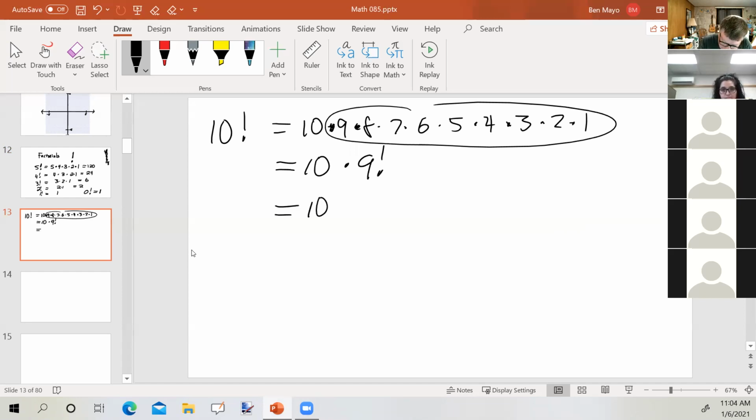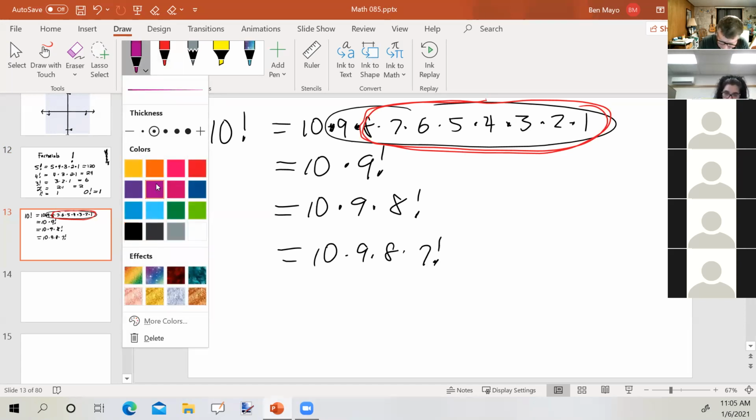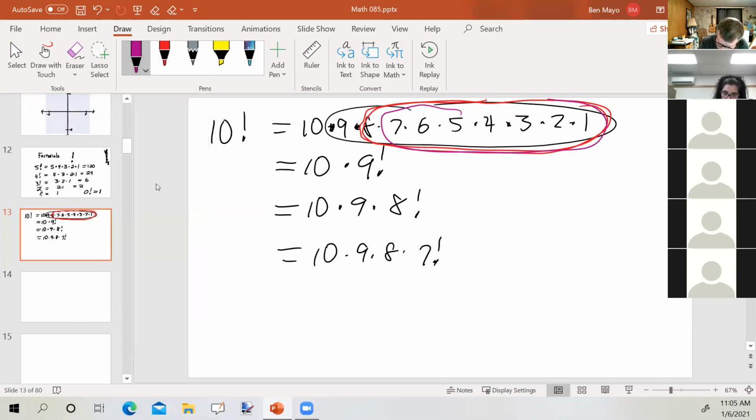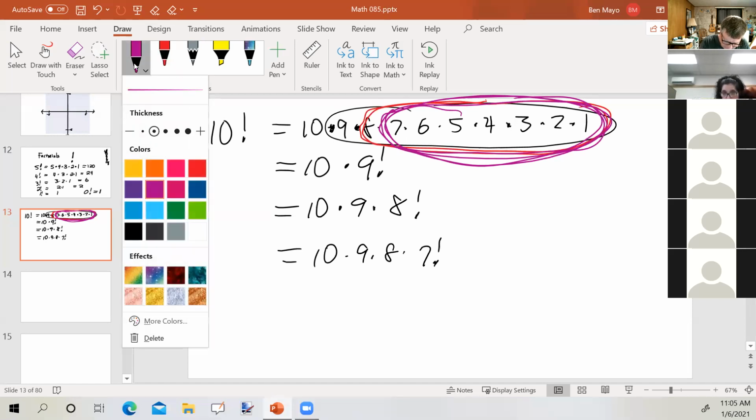I could also write it as 10 times 9 times 8 factorial. Because here, now let's see, let's change colors, that would be 8 factorial. This could be written as 10 times 9 times 8 times 7 factorial. Let's get a different color there. How about purple? That would be 10 times 9 times 8 times that. All right, let's see if we're understanding what I'm trying to get you to see there.